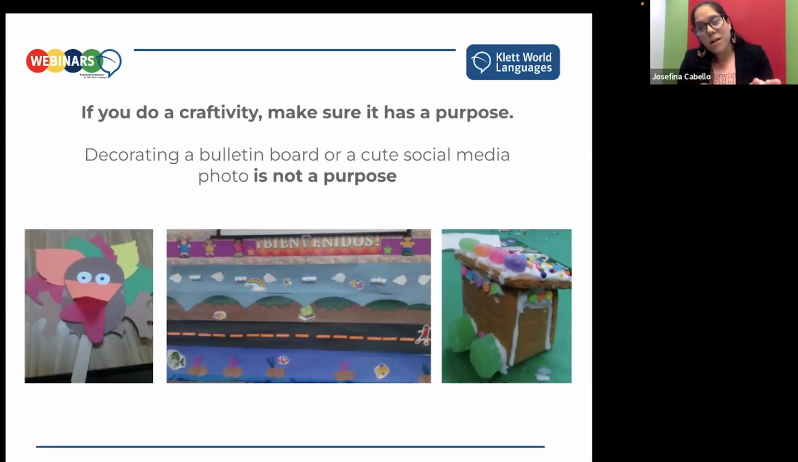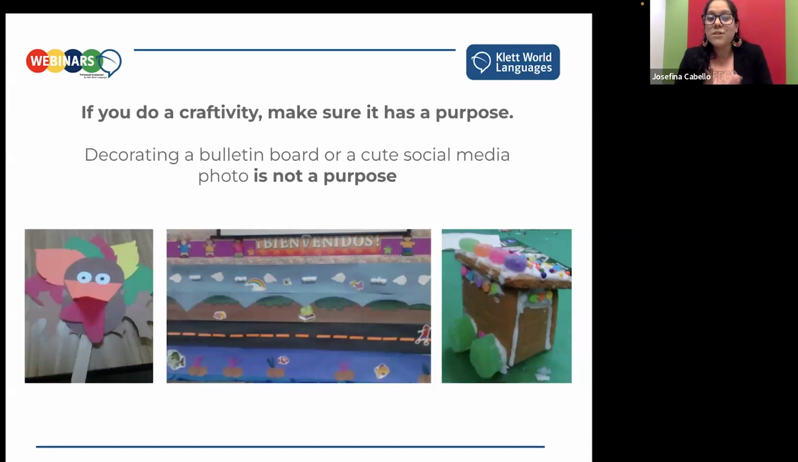This is like my Hall of Shame craftivities from my first year of teaching. On the left, that was a Thanksgiving Day craftivity that had no purpose at all. In the middle, that was a bulletin board that, again, had no purpose. And the last one was a gingerbread house that, again, it was cute. My students were supposed to hear the instructions in Spanish, but it all failed.